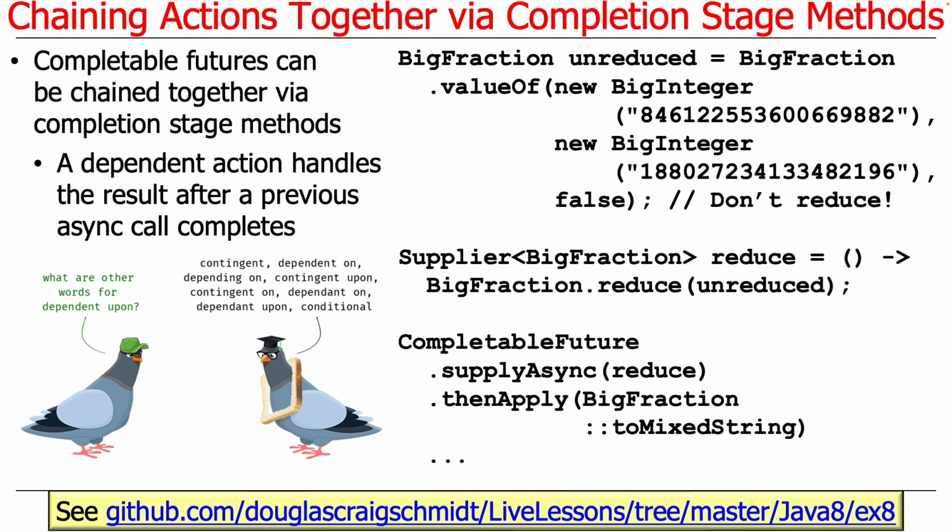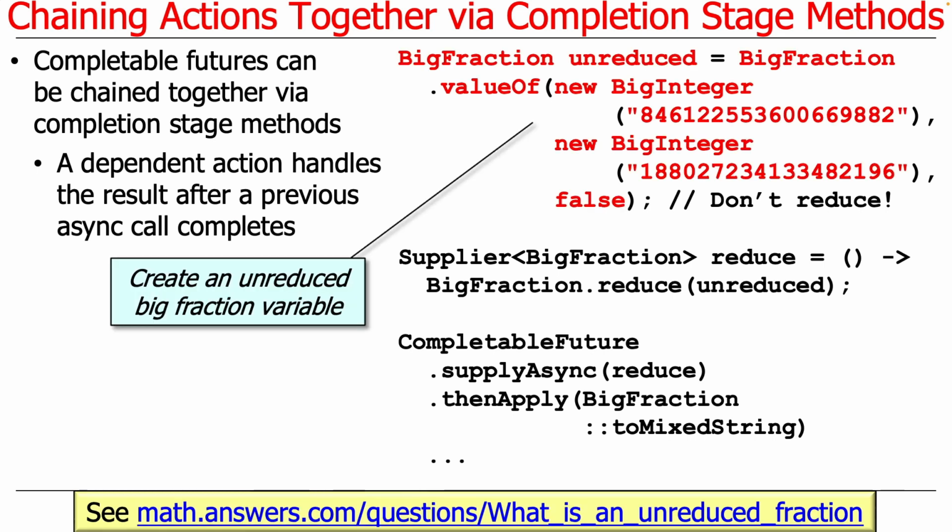And so here's a simple example, once again from the EX8 project in my Java 8 folder in my LiveLessons GitHub repository. And this particular example is going to start out by creating a big but unreduced fraction, a big fraction that's unreduced, and you can see it's pretty darn big. But by unreducing it, we say, don't bother reducing this, just create me a big fraction with this particular numerator and this particular denominator. The reason we're doing this is that reduction takes a while, and we want to run that in a background thread.